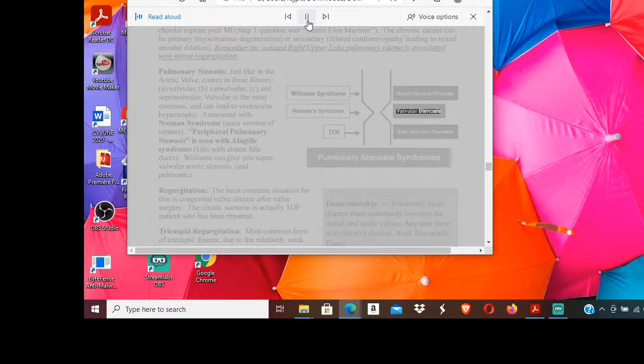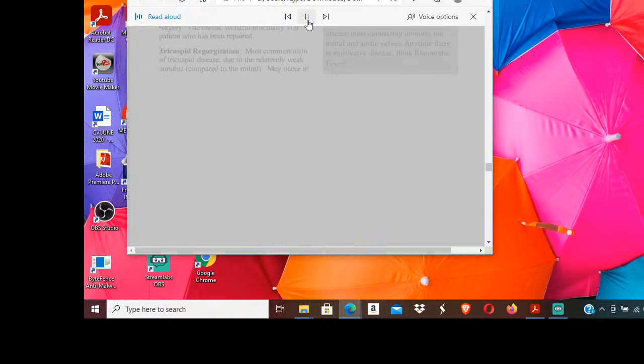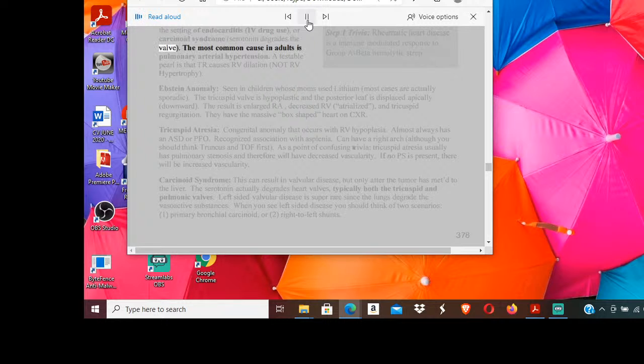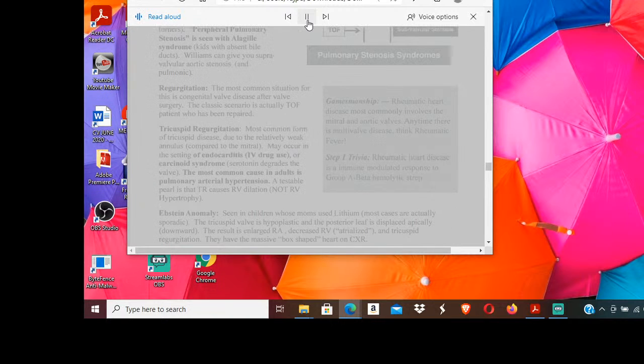Valvular stenosis. Regurgitation, the most common situation for this is congenital valve disease after valve surgery. The classic scenario is actually a TOF patient who has been repaired. Tricuspid regurgitation is the most common form of tricuspid disease, due to the relatively weak annulus compared to the mitral. May occur in the setting of endocarditis, IV drug use, or carcinoid syndrome. Serotonin degrades the valve. The most common cause in adults is pulmonary arterial hypertension. A testable pearl is that TR causes RV dilation, not RV hypertrophy.